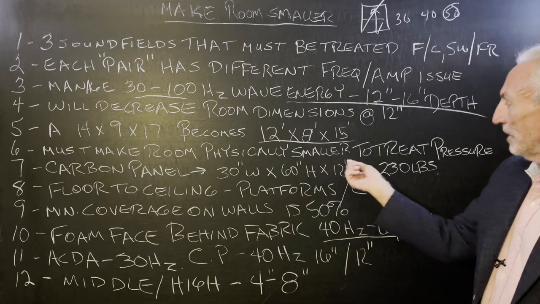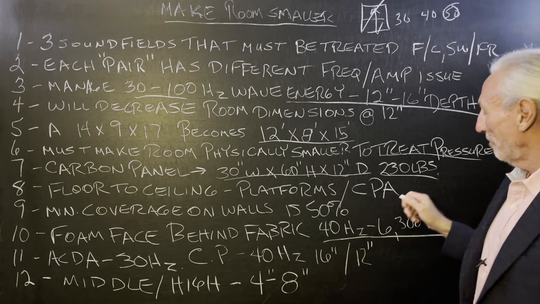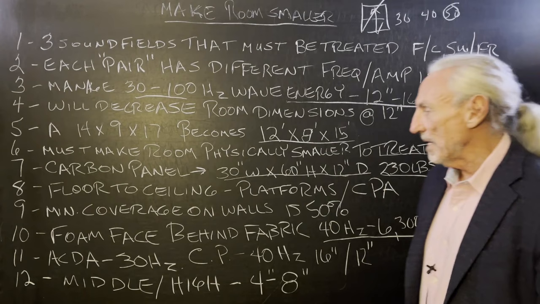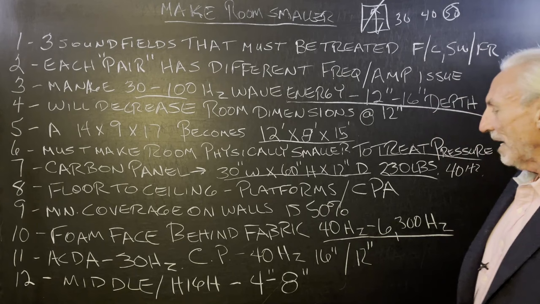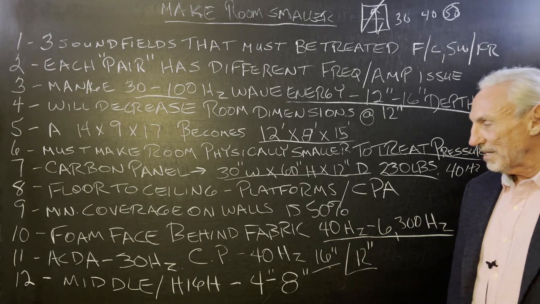So there's what you have to do. Must make the room physically smaller to treat the pressure. Carbon panel is 30 inches wide, 60 inches high, 12 inches deep, 230 pounds. It starts at 40 hertz. That's its claim to fame. It's 12 inches deep, okay? But if you want to get down to the 30 hertz range, then you got to get down into the AC-AD series, and you're going to have to give up 16 inches to do that. 12 inches for the carbon panel, 16. And this is on all surfaces.